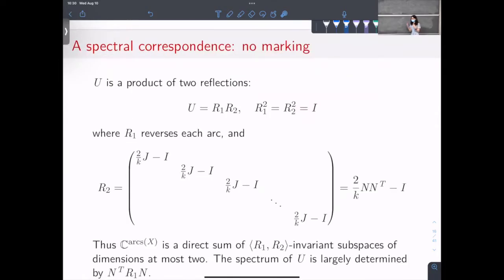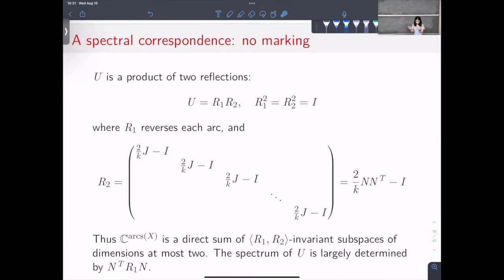To understand that, we really need to know the eigenprojections of U and what's the product of this eigenprojection with my initial state. So in other words, we need to seriously diagonalize U. And it turns out it's easier to think of U as a product of two matrices. Each of them is an involution. So U is equal to R1 R2, with R1 squared equal to R2 squared equal to the identity. And R1 is just a permutation matrix that sends arc UV to VU. But R2 is a block diagonal matrix.